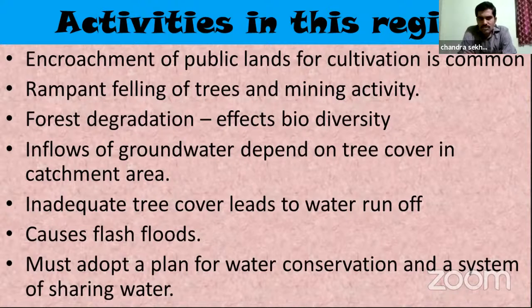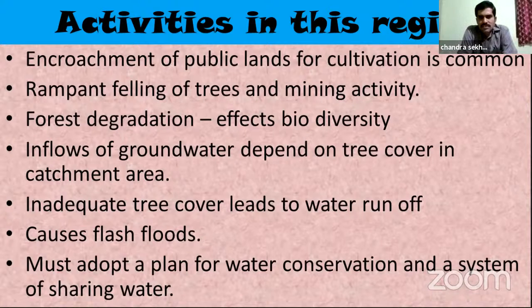So the first and foremost is encroachment of public lands for cultivation, which is common in this region. It is common in all the regions. They are occupying public lands and forest, clearing the forest and occupying government lands, forest lands, fallow lands, pasture lands, and taking them as cultivable lands. So that leads to the water scarcity.